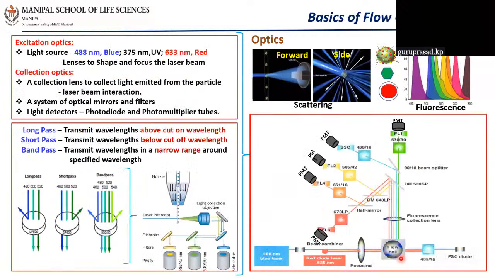This is the flow cell where the cells are moving in a straight line and the light is passing across the cells' direction. As the light comes here, each and every cell that crosses this interrogation point is exposed to the light. When they are exposed to the light, they do two things. One is scattering of light. What do we mean by scattering of light? Please look at the image on the top. One is forward and the other is side.